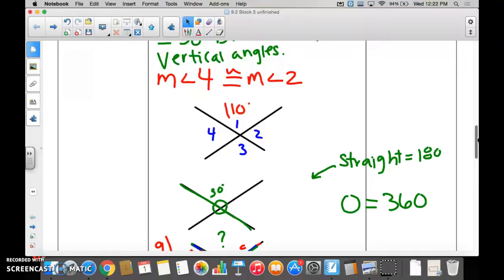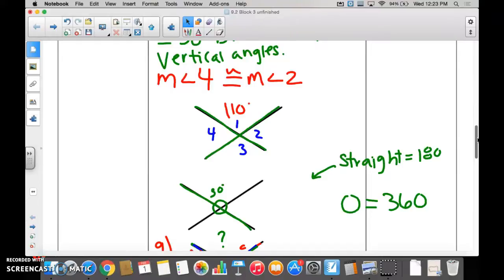Or we know that there are two straight angles that make up our four angles. 180 and 180 is 360. Or as I demonstrated down here in your notes, it also makes a circle, which also measures 360.